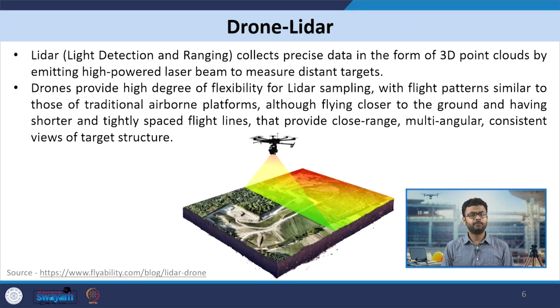So, a quick recap of what LiDAR and drone LiDAR are. LiDAR stands for light detection and ranging, and it collects precise data in the form of 3D point clouds by emitting high powered laser beams to measure distant targets. Drones provide a high degree of flexibility for LiDAR sampling, with flight patterns similar to those of traditional airborne LiDAR scanning. Drones have the advantage that they can fly closer to the ground, with shorter and tightly spaced flight lines that provide close range, multi-angular and consistent views of target structures.